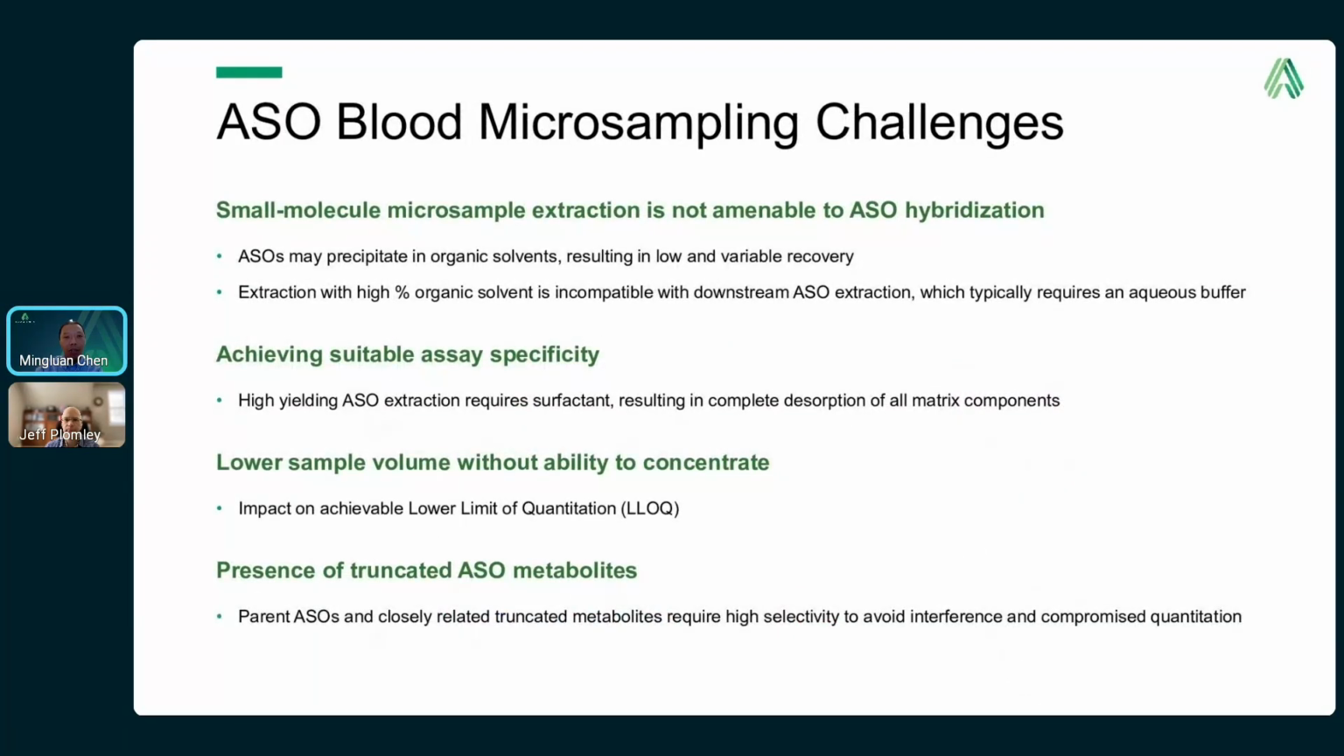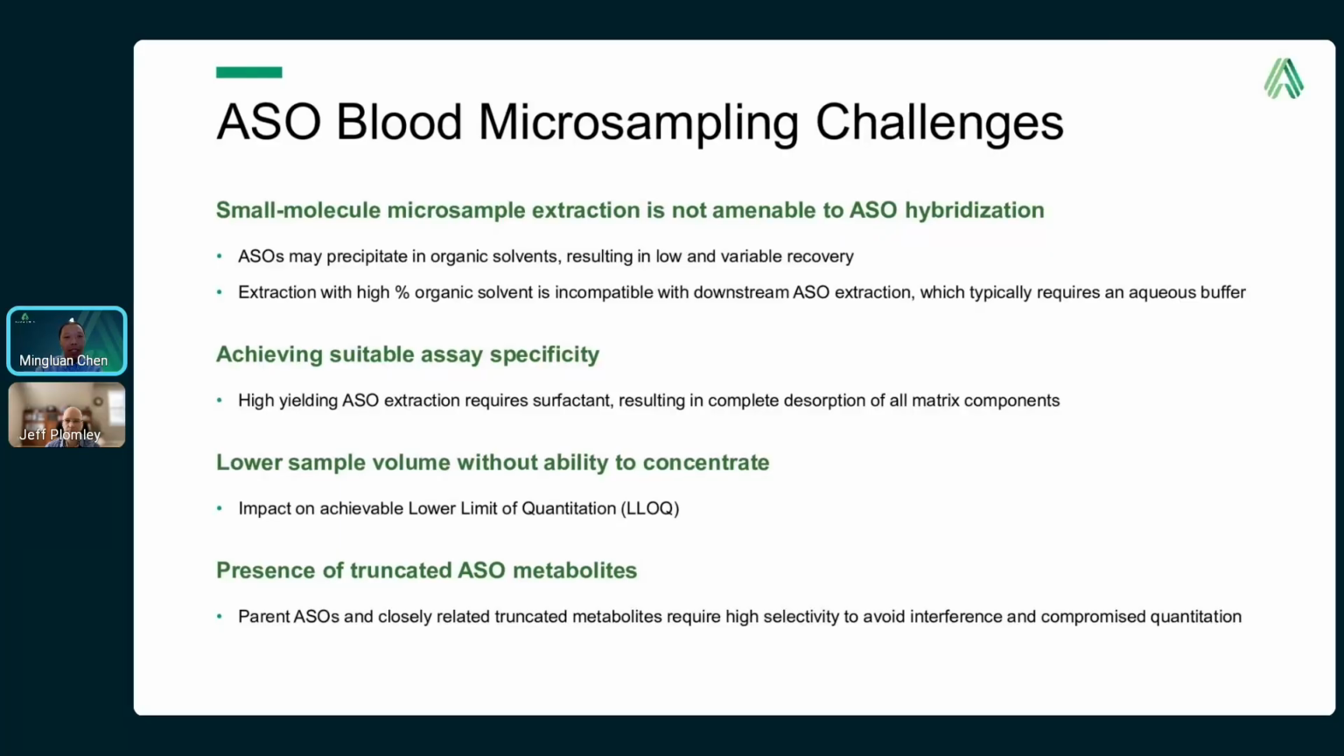Quantitation of the ASOs from dry blood microsamples presents several unique analytical challenges. First, standardized small molecule microsample extraction approaches cannot be directly translated, as the desorption solutions containing organic solvent can cause ASO precipitation, leading to low and variable recovery. In addition, the high percentage of organic solvent is not compatible with downstream ASO extraction, which typically requires an aqueous environment.